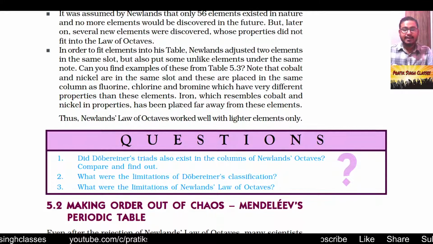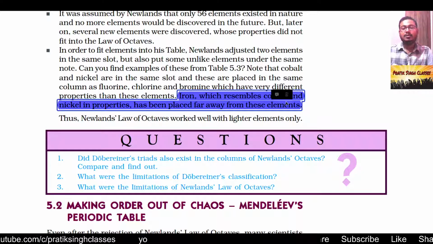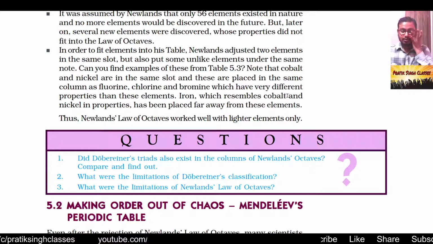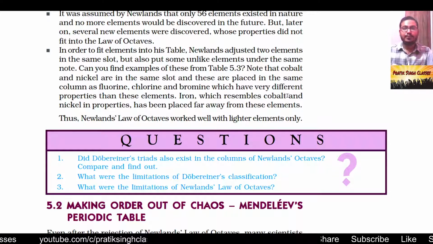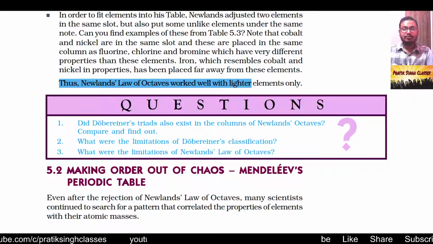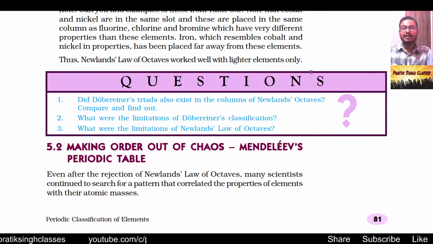Likewise, iron, which resembles cobalt and nickel in properties, has been placed far away from these elements. Iron has properties very similar to nickel and cobalt, but it was not placed at the 8th position from each other, and this brought some confusion among the researchers at that time. Thus, Newland's law of octaves worked well with lighter elements only up to calcium, but after that it failed.